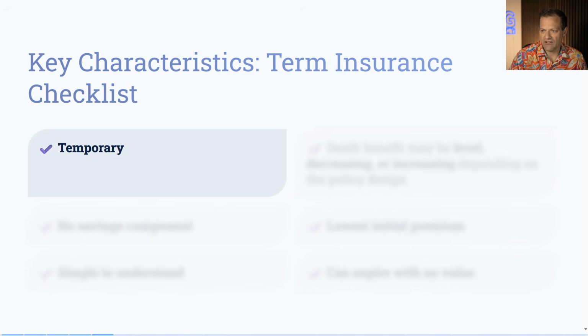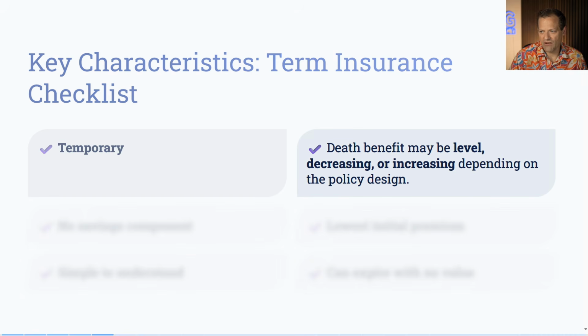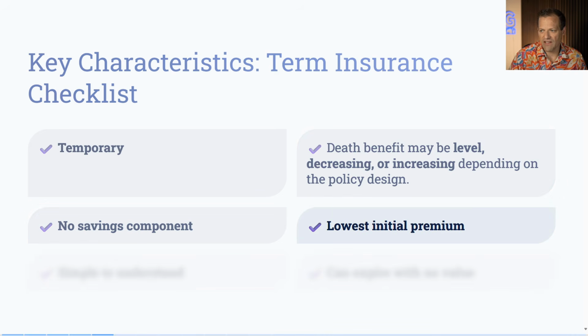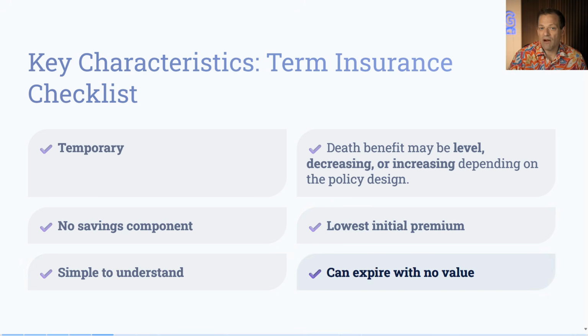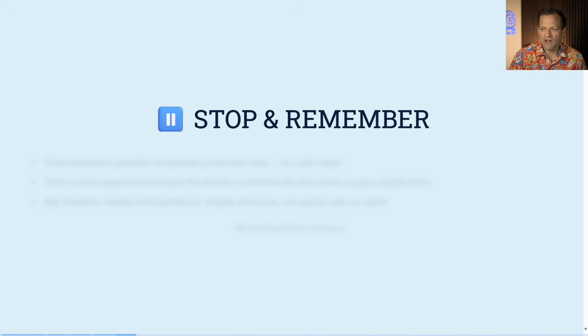So key points here. Term insurance is temporary. The benefit is level, decreasing, or increasing depending on the policy design. There's no savings component like a cash value plan. It has the lowest initial starting premium. It's pretty simple and straightforward. And it can expire with zero value. Okay. Pay all those premiums for nothing.